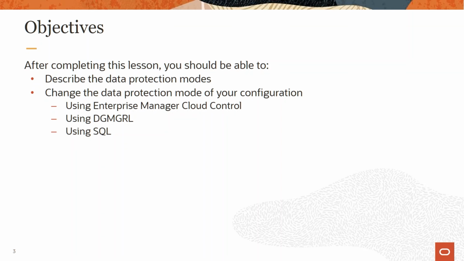We can use Enterprise Manager Cloud Control to adjust the data protection mode level. And we can also use the Data Guard Broker command line interface. And we can also use a SQL statement as well.